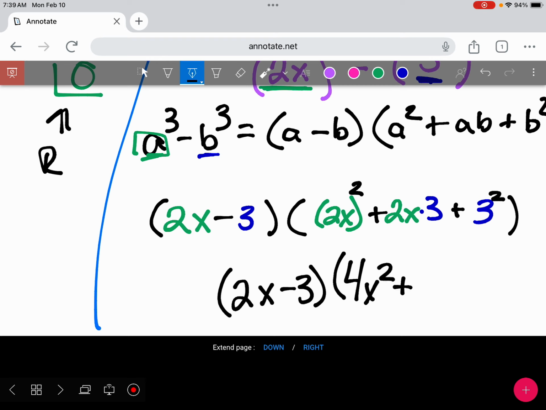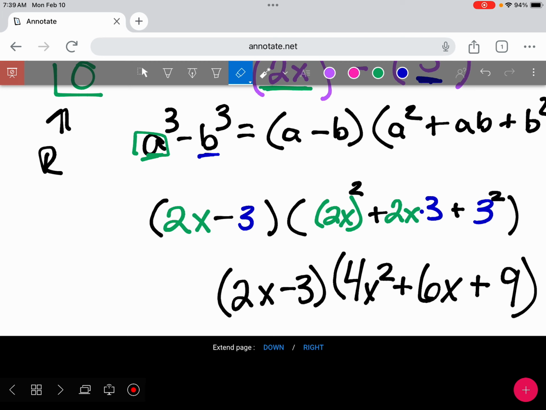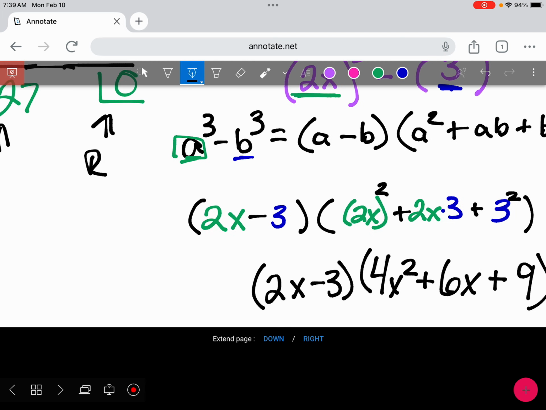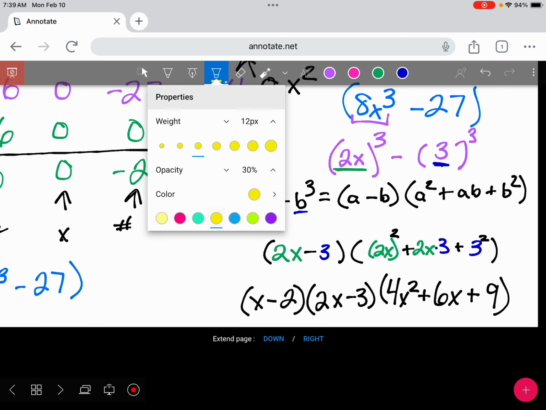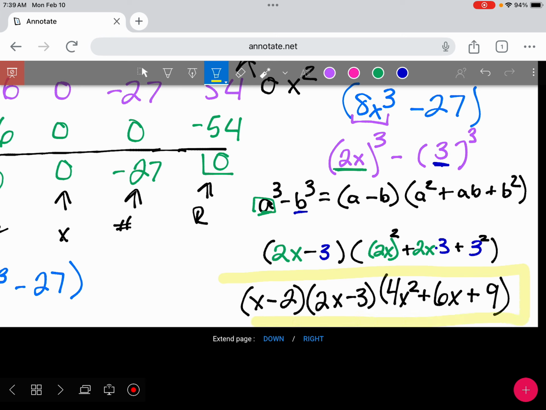2x times 3 gives us 6x. 3 squared gives us 9. So this is the factored form of the difference of cubes. The factored form of our quartic needs to include the original factor we divided out, that x minus 2. So this is the factored form, all the possible factors of that polynomial.